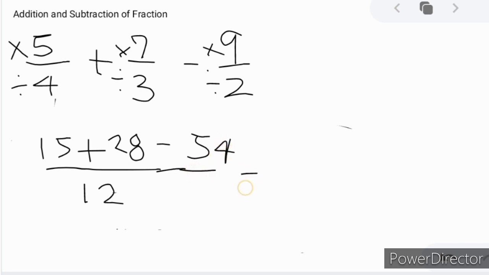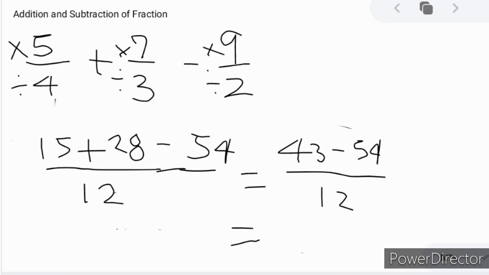54. And to simplify our answer, we have 15 plus 28 is equal to 43, minus 54, all over 12. And let us simplify it further. 43 minus 54 is equal to negative 11 over 12. And that is our final answer.